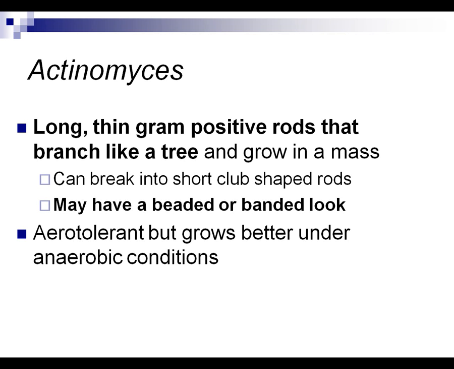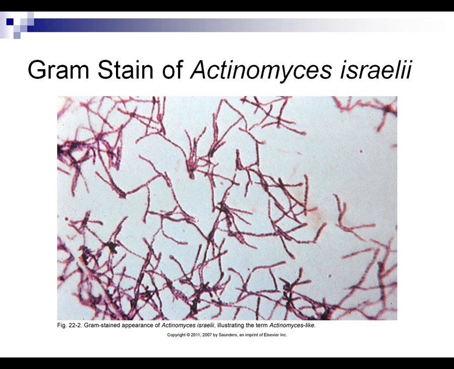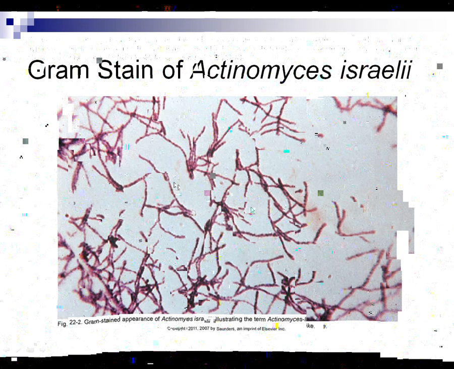Actinomyces is a long, thin gram-positive rod. It's branch-like. It can grow in a mass. They kind of appear stuck together. They can be beaded or banded looking. So here it is. Notice, very long. Almost looks like a big chain of cocci, right? That's the beaded gram-positive rod. Here it is again. Here they're grouped up a little bit better. They kind of almost stick together.